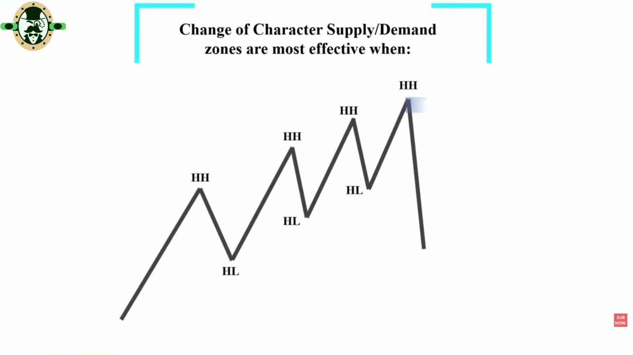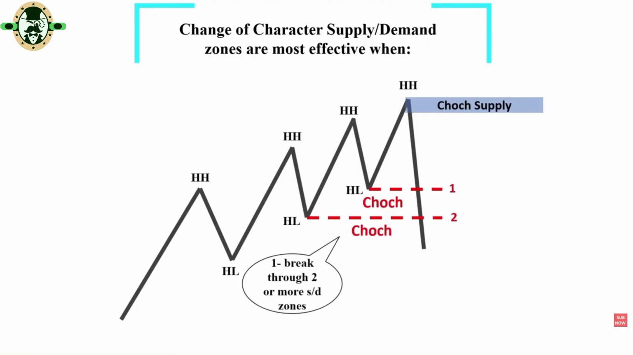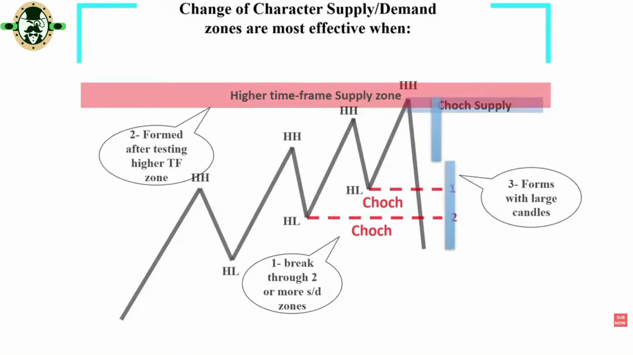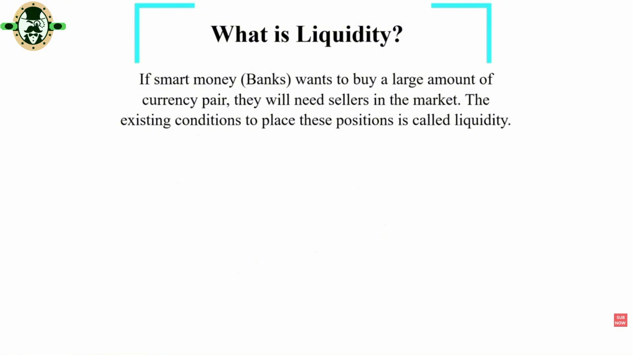Supply and demand zones are most effective when they break through 2 or more previous zones. Change of character forms after a higher time frame mitigation. When price impulsively breaks through zones with a few large candles, liquidity is essential. If smart money wants to buy a large number of contracts, they need sellers in the market. The conditions that allow these orders to be placed are called liquidity.